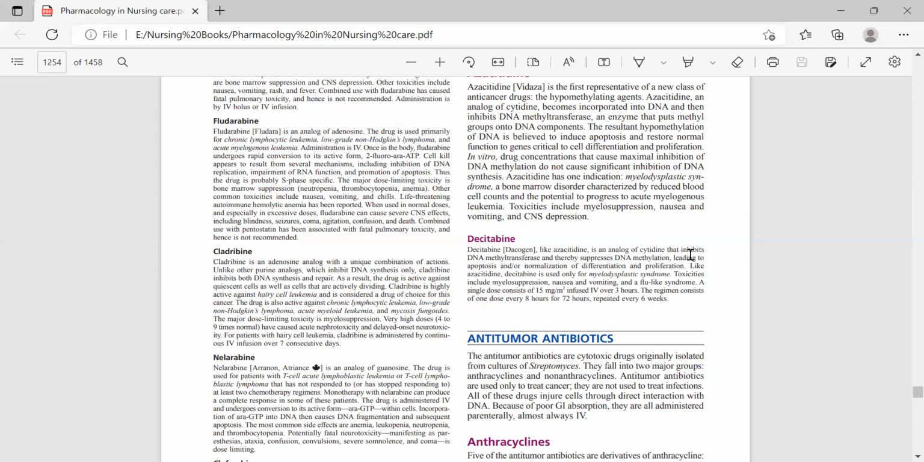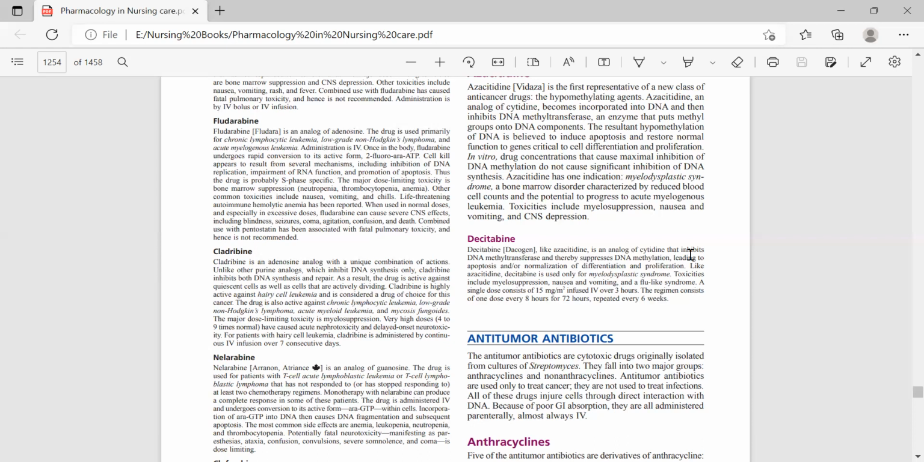Nelarabine, another drug, is an analog of guanosine, and the drug is used for patients with T cell acute lymphoblastic leukemia or T cell lymphoblastic lymphoma whose disease has not responded to at least two chemotherapy regimens. Monotherapy with nelarabine can produce a complete response in some of these patients. IV administration is recommended, and it undergoes conversion to its active form, ARA-GTP. Incorporation of ARA-GTP into DNA then causes DNA fragmentation and subsequent apoptosis.